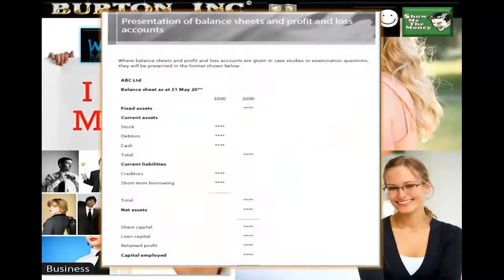Here we've got the standard format as required, as presented in IB Business and Management exams. Fixed assets, current assets, current liabilities, net assets, and capital employed. You'll be given this information in exams to help you prepare it. So in this case, knowing the structure is not as important as it was for the income statement, cash flow statements, etc. This one is actually presented to you.